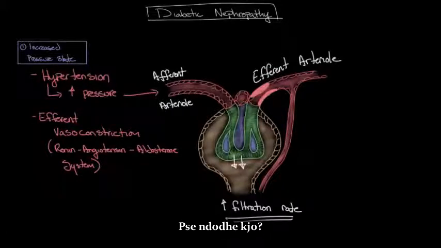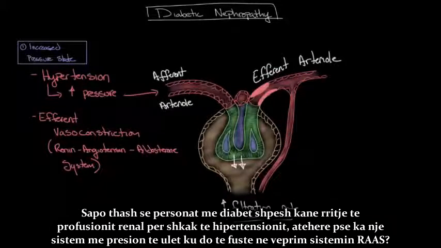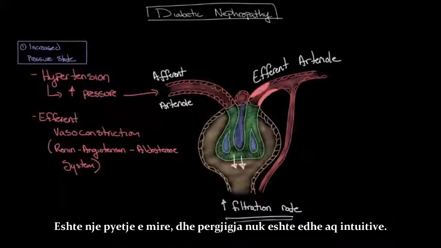But why exactly is this happening? If I just said that individuals with diabetes often have increased renal perfusion due to the hypertension, then why is a low pressure system such as the renin-angiotensin-aldosterone system activated? And this is a good question, and the answer is not exactly intuitive.